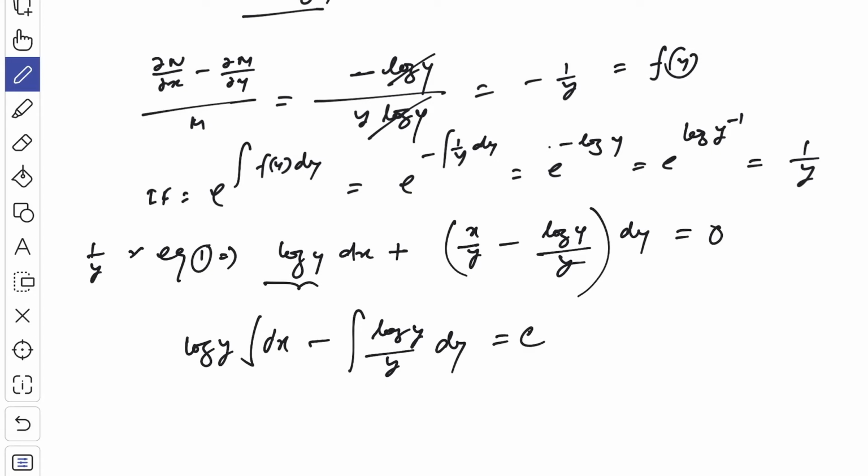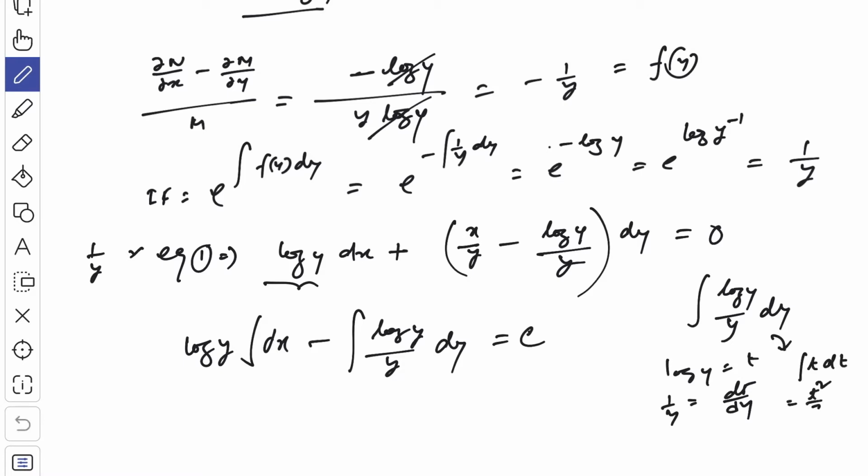Here we need a constant here, so you can integrate this log y by y dy using substitution method. Log y is suppose t, then what we will get, if you differentiate with respect to y both sides, then you will get 1 by y is equal to dt by dy. So that means then this part will be integration of t dt, and that is t square by 2, and t square is nothing but log y whole square. That's going to be log y whole square by 2. That's what we will get. So hope you have understood this.